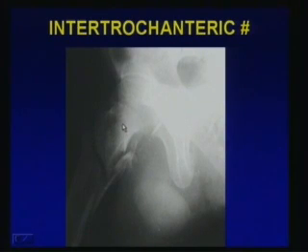But classically, if you have a good AP view, you will be able to visualize the intertrochanteric fracture. This is the lesser trochanter area and this is the greater trochanter area. So this is the fracture line extending from the greater trochanter to the lesser trochanter, and that is why it is known as the intertrochanteric fracture. It's a very glaring fracture, I think.